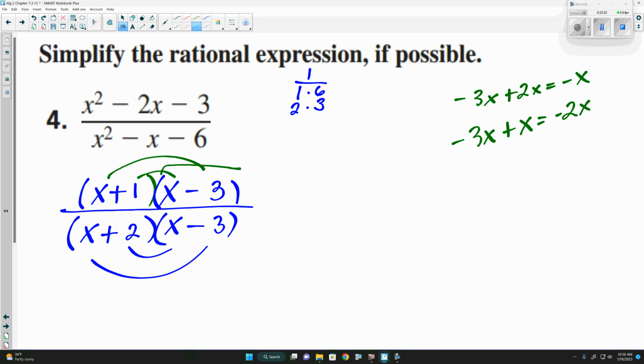So what we have in common on top and bottom is the x minus 3, which leaves us with x plus 1 over x plus 2.